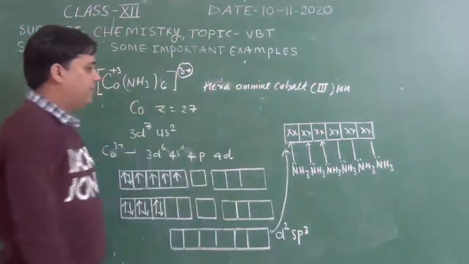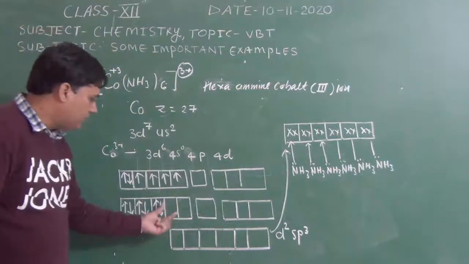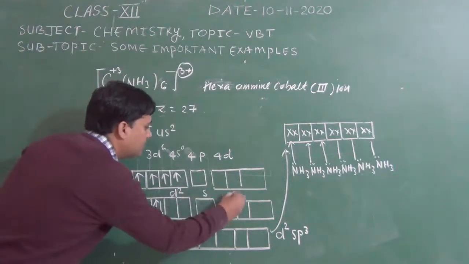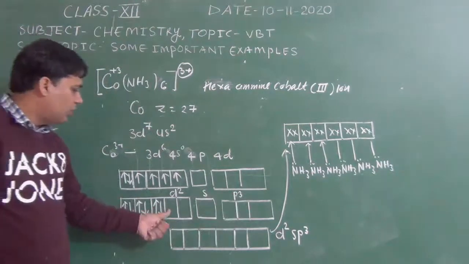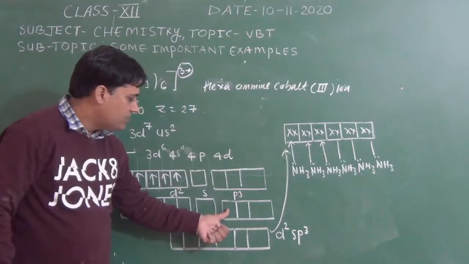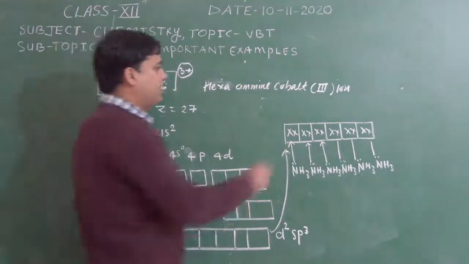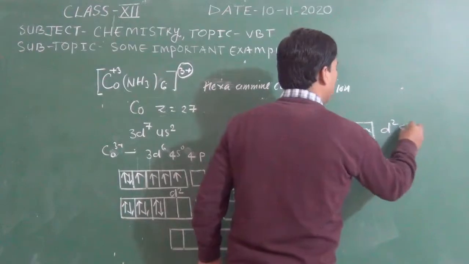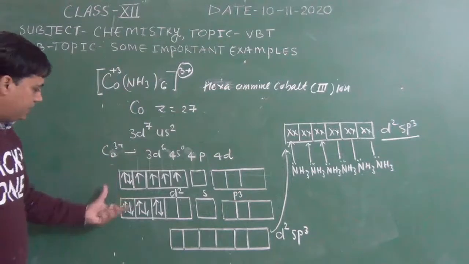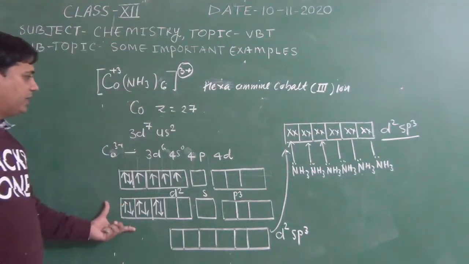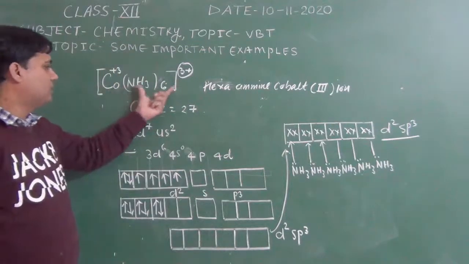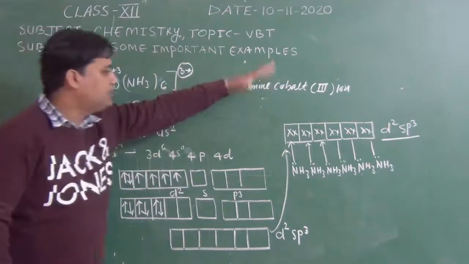So the hybridization is d2sp3 because the inner d orbital is involved. This is d2, this is s, and this is p3, because in this case two d orbitals are involved. In s only one orbital is involved. In p3 means px, py and pz. So the hybridization is d2sp3. In this way we can draw the orbital picture diagram and show the bonding in [Co(NH3)6]3+ on the basis of valence bond theory.